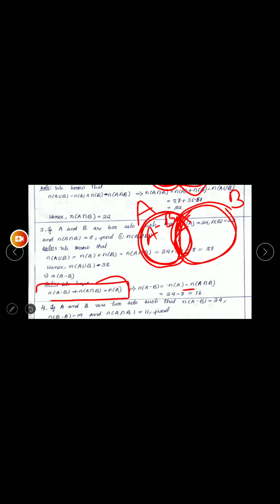We can put 24 in place of n of A. For n of A intersection B, we can put 8. So the answer will be 24 minus 8, which is 16.